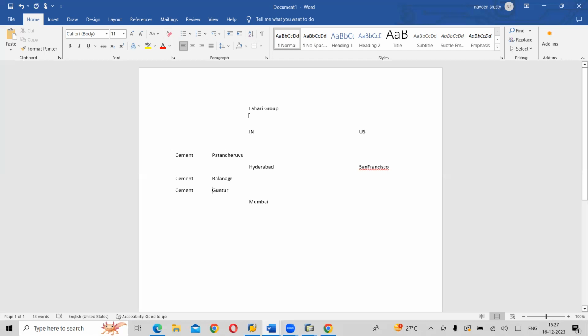What is my company? Lahari Group of Companies is in two countries: one is India, another one is US. In India, we have branches in Hyderabad and Mumbai, and this is central. Clear? Next one. When it comes to Mumbai, we have a steel plant. It's a steel plant.